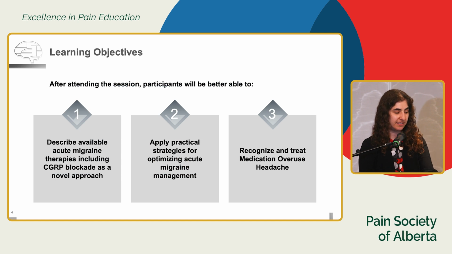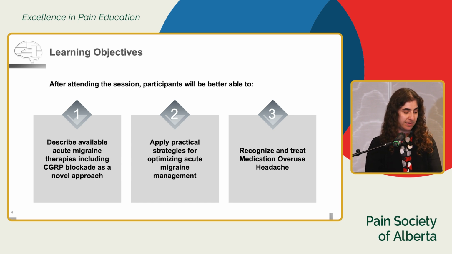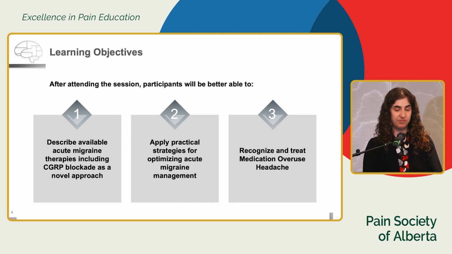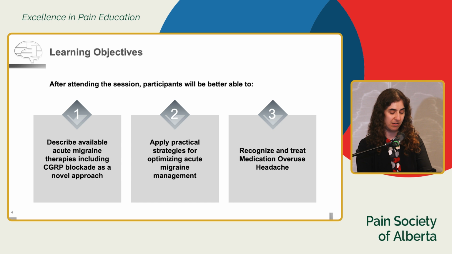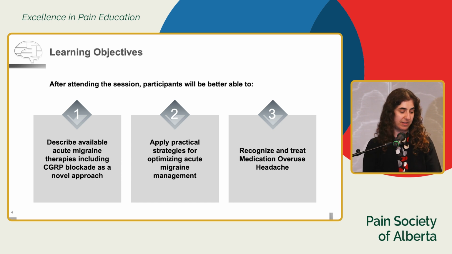So in terms of today's session, there's sort of three objectives that we have. The first is to describe the available acute migraine therapies, including CGRP blockade as a novel approach, apply some practical strategies to optimize acute migraine management, and then thirdly, recognize and treat medication overuse headache, because that's quite common, unfortunately, in patients we see with headache.